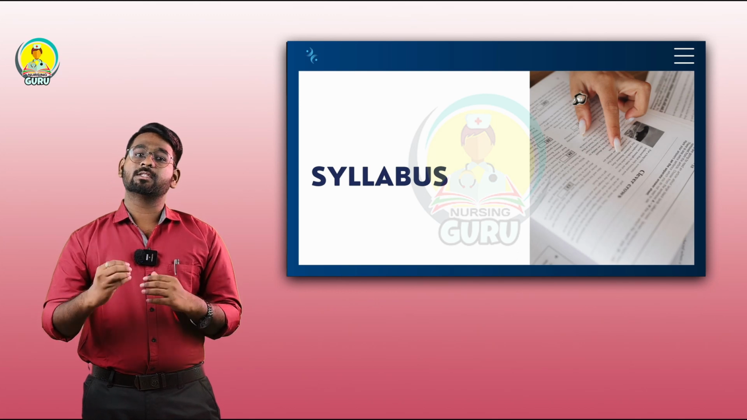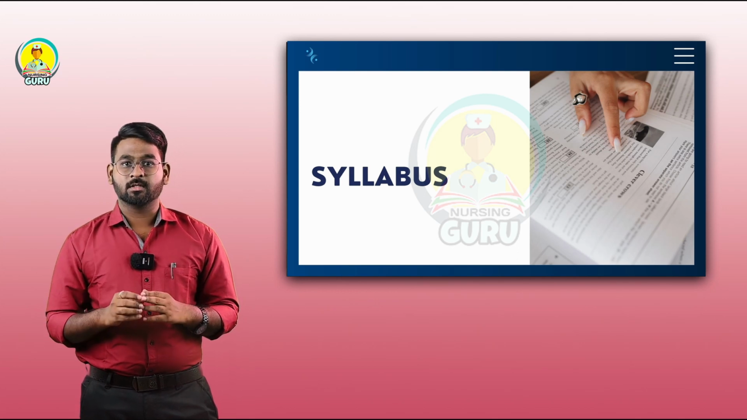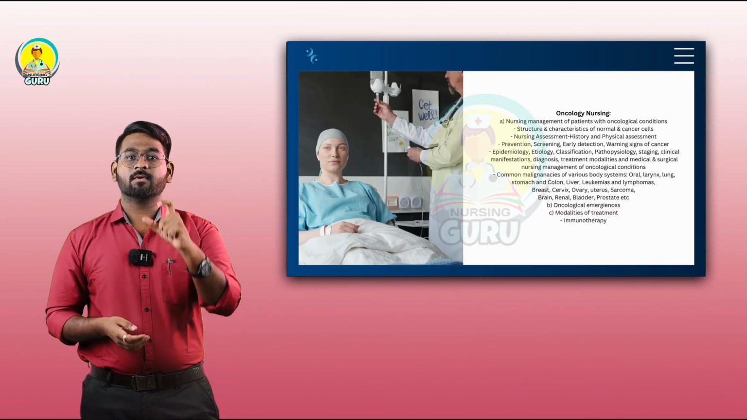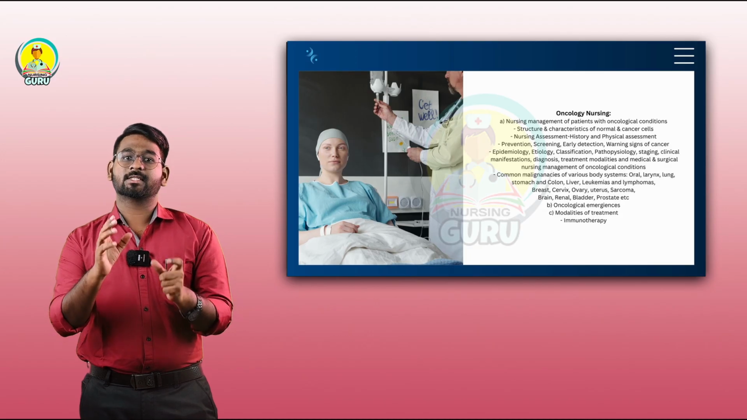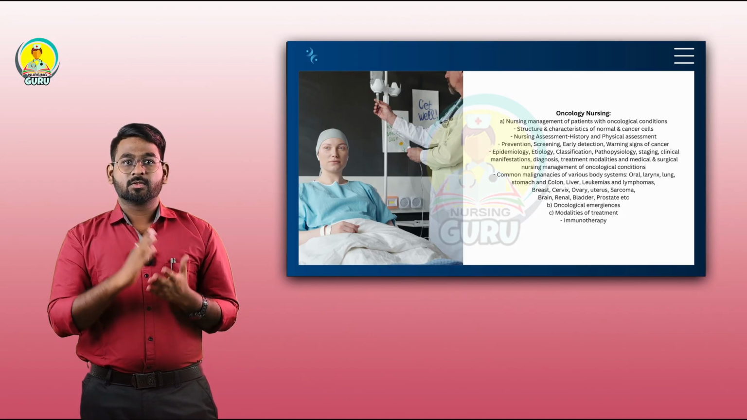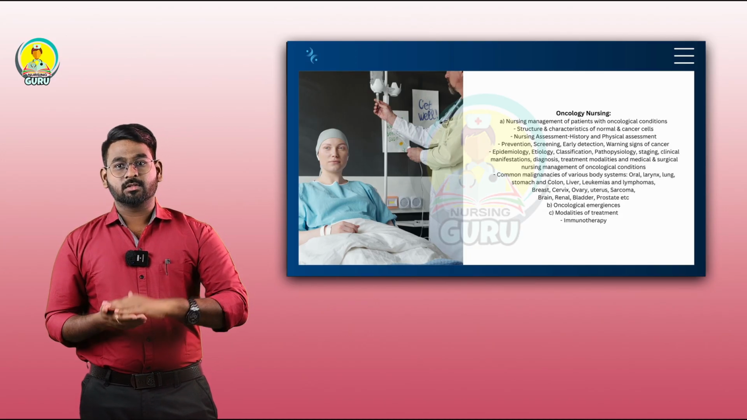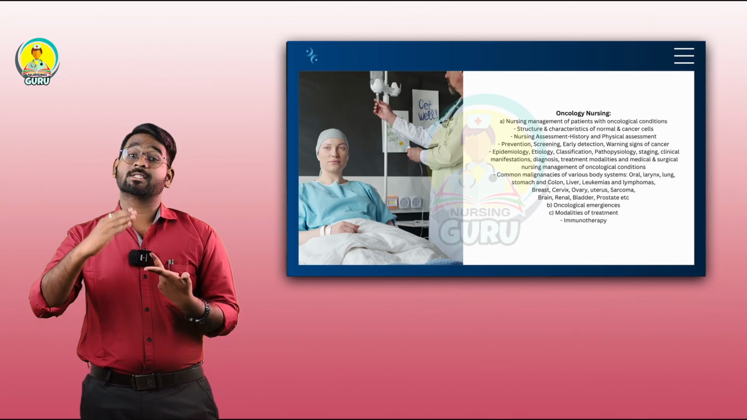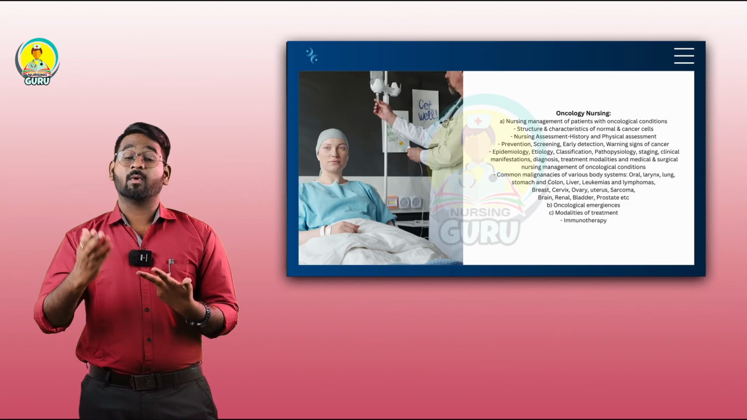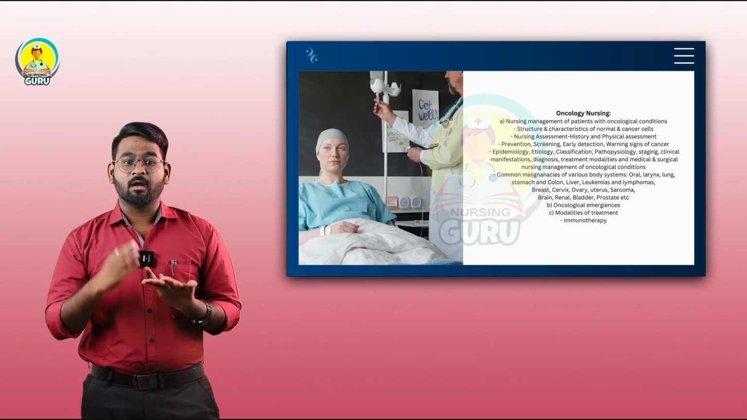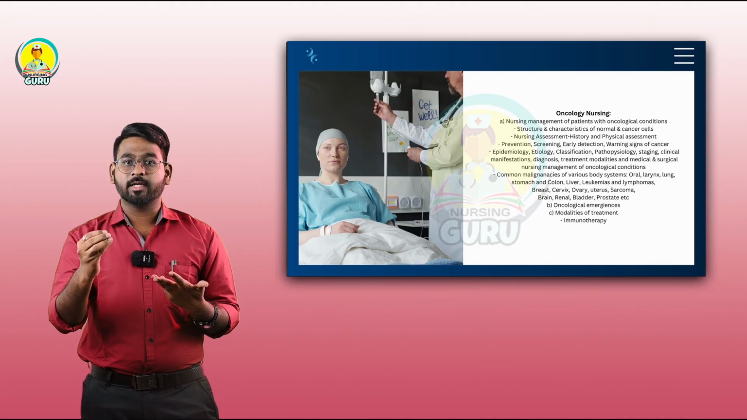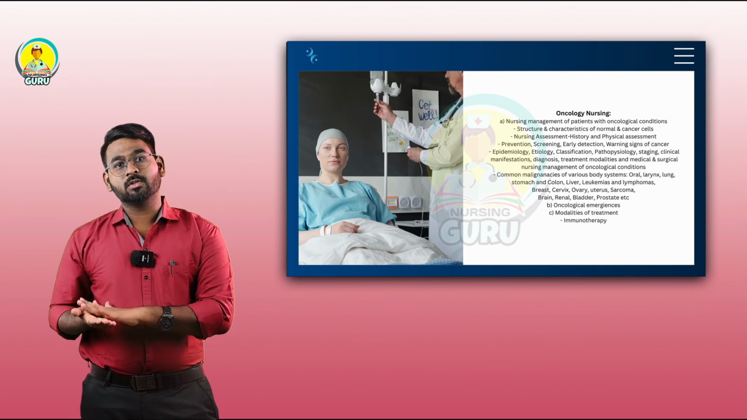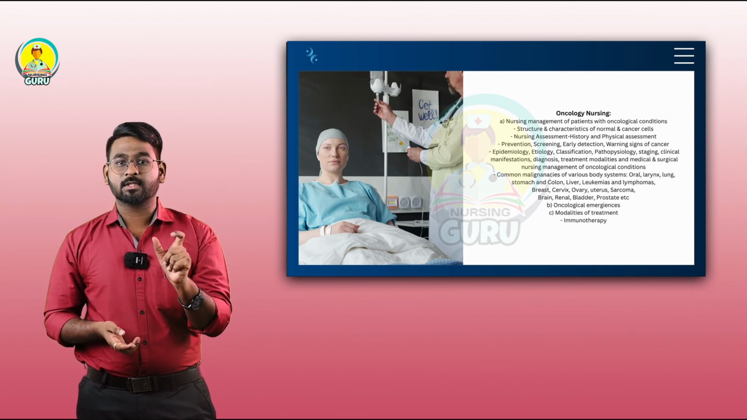In this Medical Surgical Nursing 2 we have 11 units. In those 11 units, the first unit is oncology. The word oncology tells us about the study related to cancer. In this unit we are going to study how cancer affects the body, how it develops through stages, and what the classifications of cancer are. We will study in detail the cancers of individual organs, and at the end we will study the treatment modalities for cancer.